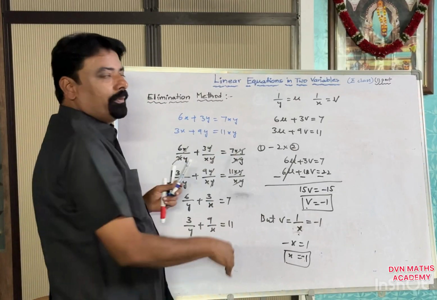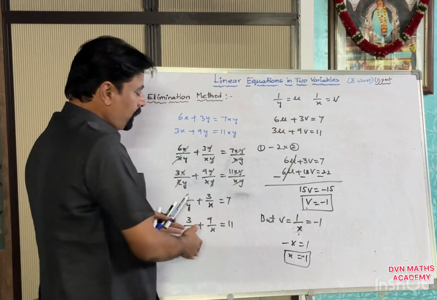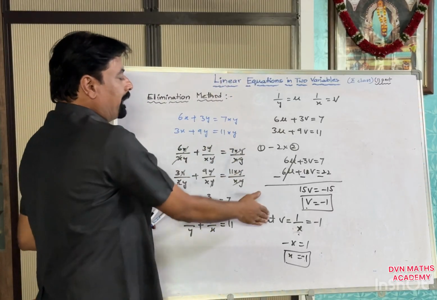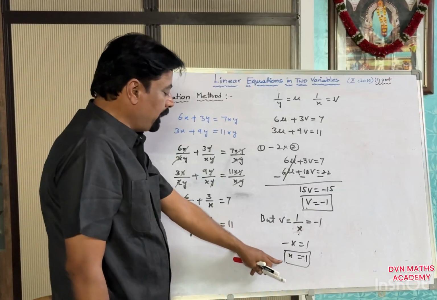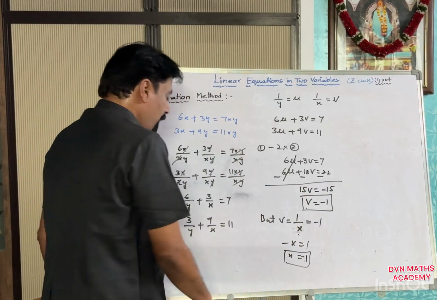What we are doing is dividing both equations by xy, and afterwards you reduce it and you will get the values of x and y. Here I got the value of x is equal to minus 1. So like this we can solve this type of question.